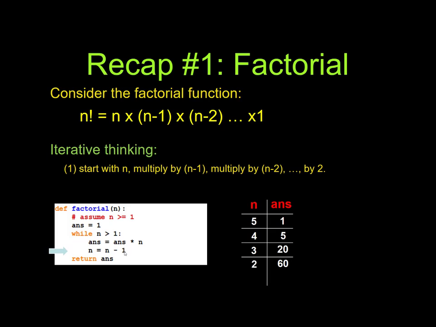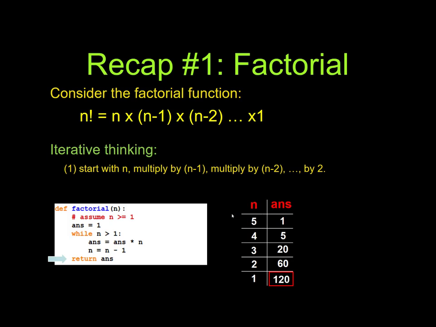n equal to 2. Go back. 2 is larger than 1. So you continue. You have 2 times 60 to give you 120, and n now becomes 1. And then go back to check the condition. In this case, 1 is not larger than 1, so this fails, and the loop is exited. You reach the statement to return answer, which is 120, as what you needed. So this code is okay, with this tracing.